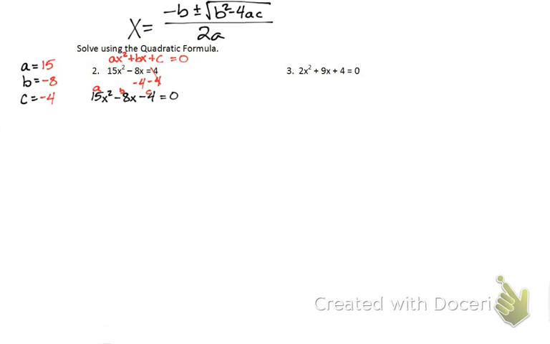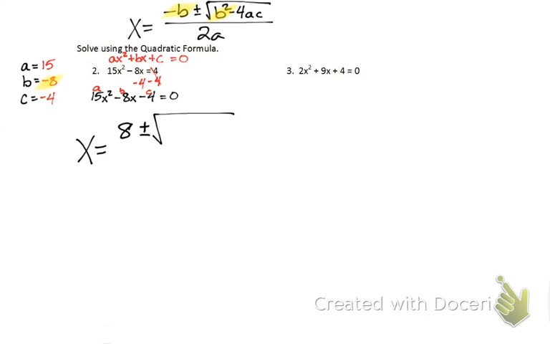Plug it into the quadratic formula, which I've rewritten above here, which you already have at the top of your notes page. So let's just go to it. My first thing here is negative b. Negative b means the opposite of what b is. If b is negative 8, negative b is positive 8, right? So I have x equals positive 8 plus or minus the square root of b squared.